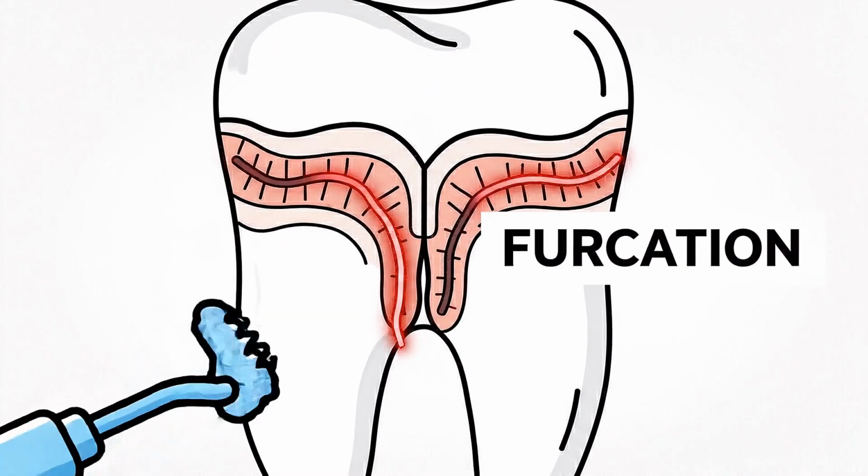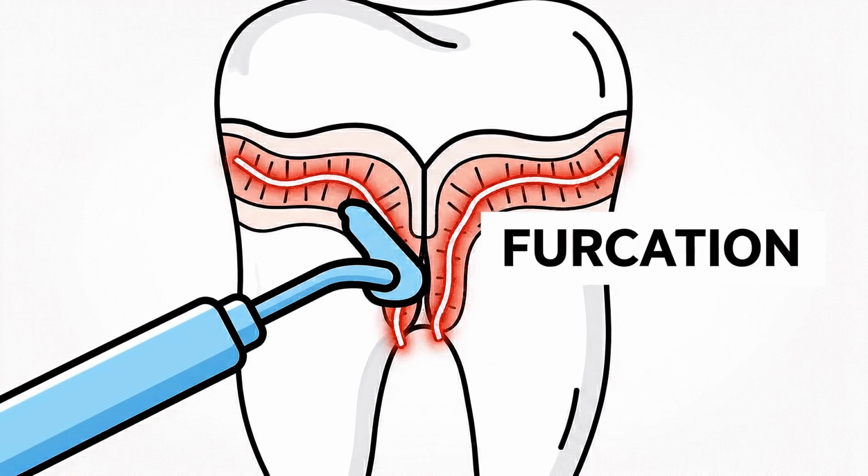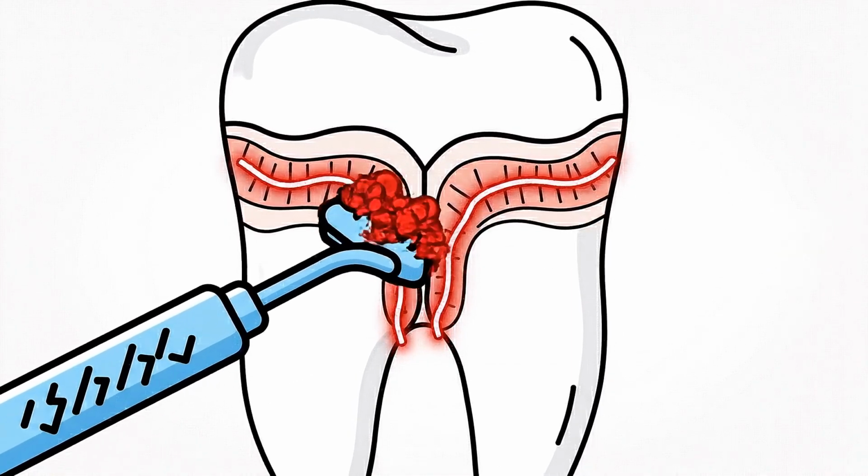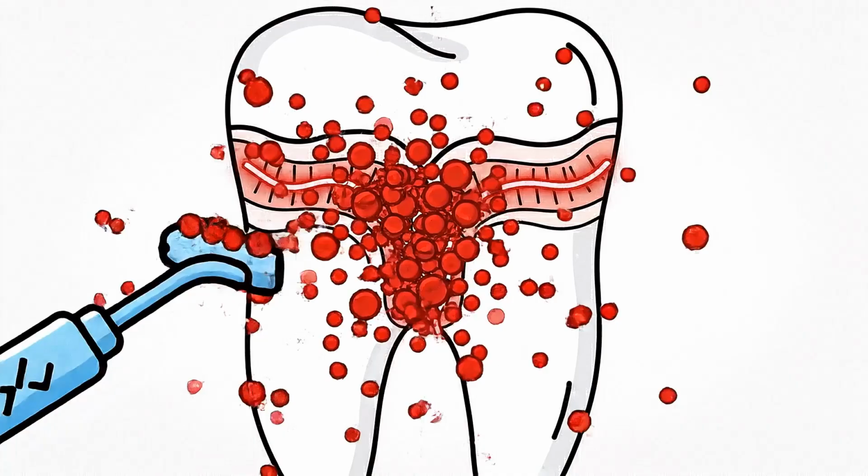Furcation, where tooth roots divide on multi-rooted teeth. Furcation involvement in gum disease is serious because it's harder to clean.